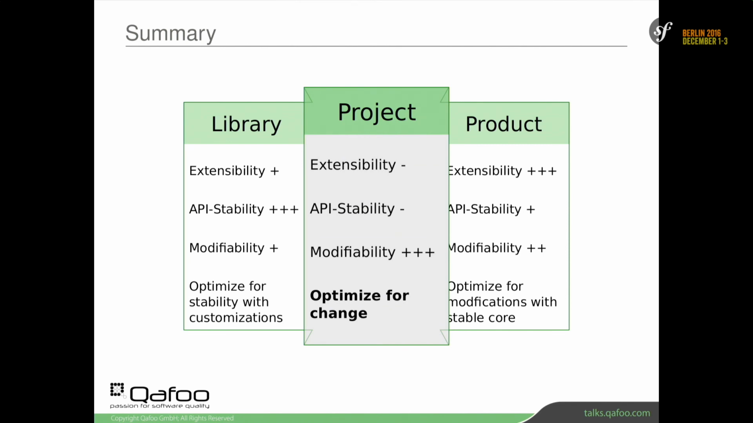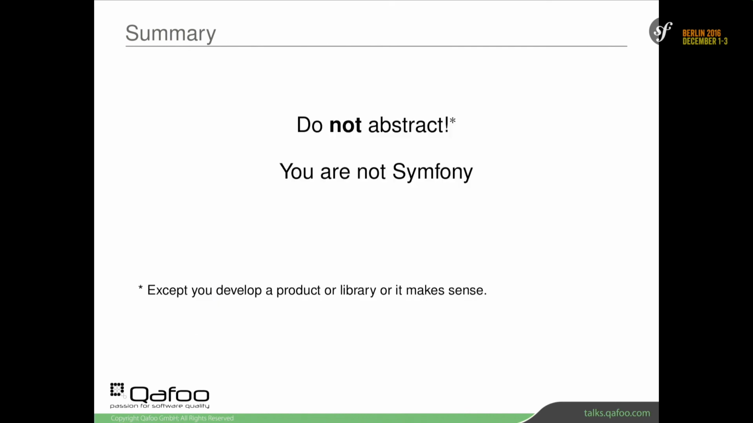If you're developing a project which just one customer uses, or for just one customer, optimize your code for change. And in this case, I'm even bold enough to say do not abstract. Do use abstractions really, really carefully. You are not Symfony. If you're doing Symfony development, which is product or library development, something in between, more library development to me, you of course need abstractions.